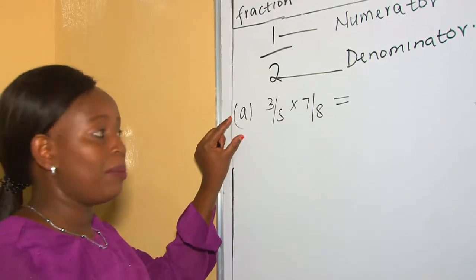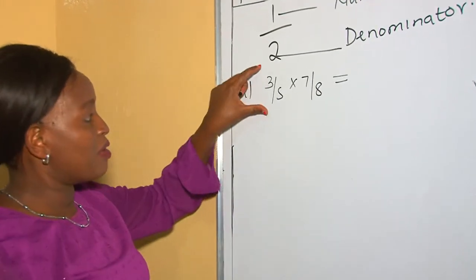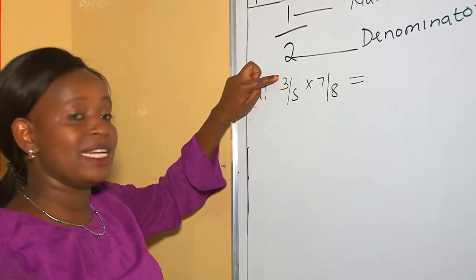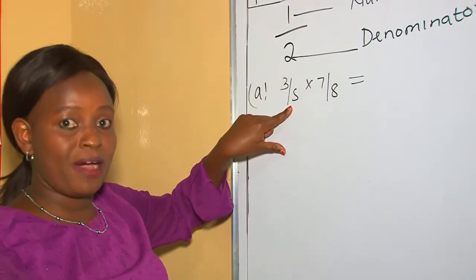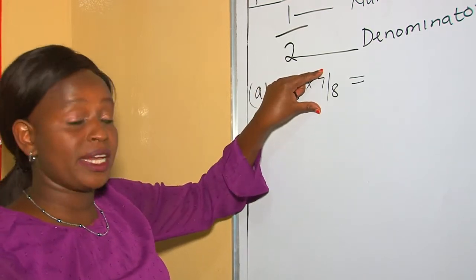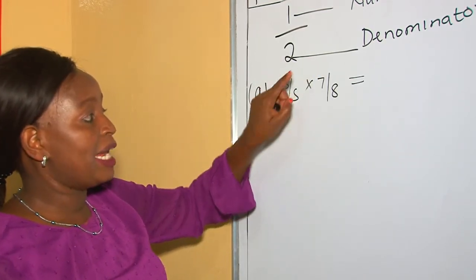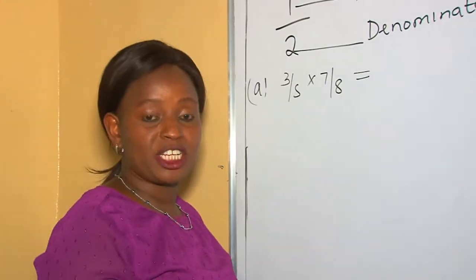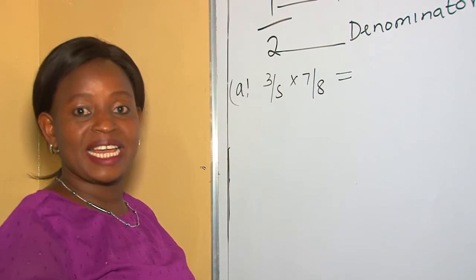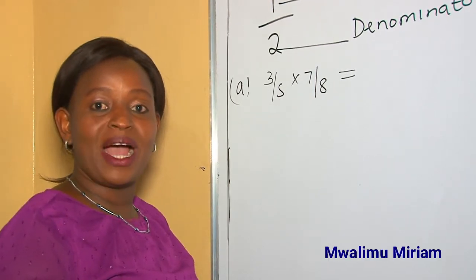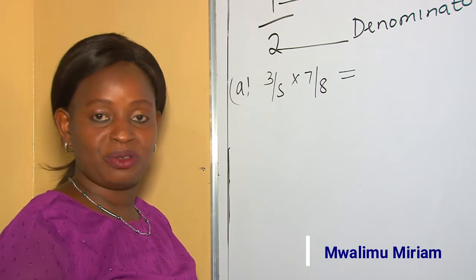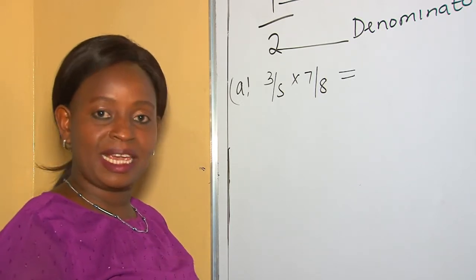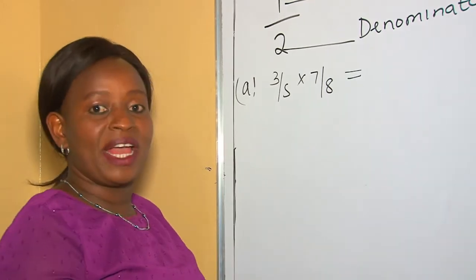In our first example, we have the first fraction and the second fraction. Our first fraction, the numerator is 3, the denominator is 5. On our second fraction, the numerator is 7 and our denominator is 8. Multiplying fraction by fraction is the easiest, unlike addition or subtraction. Remember, when you're doing addition or subtraction, you need to get the LCM. But here, we don't require LCM.